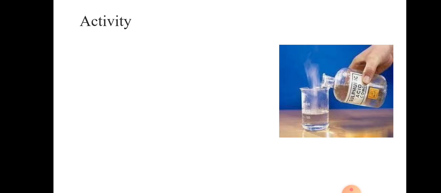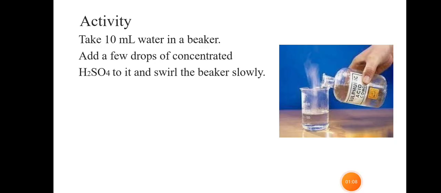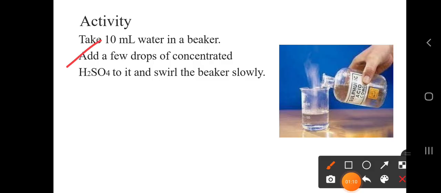In this activity we have to take 10 ml water in a beaker. This is the volume of water in the beaker, about 10 ml, and you have to add a few drops of concentrated H2SO4 to it and swirl the beaker slowly. You have to stir it very slowly.